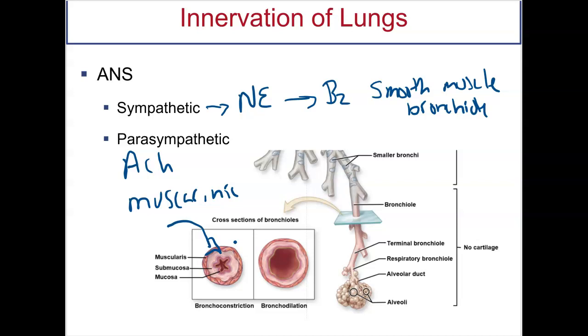So bronchoconstriction, as you remember from the cardiovascular system, that's going to really increase resistance. So that's going to decrease airflow. That's not really desirable. Bronchodilation, on the other hand, is going to open up, right? And it's going to increase airflow.